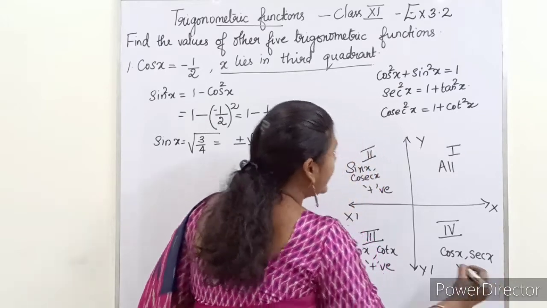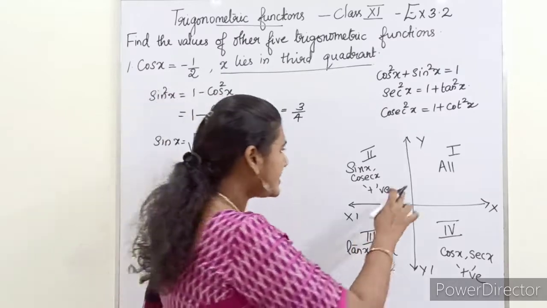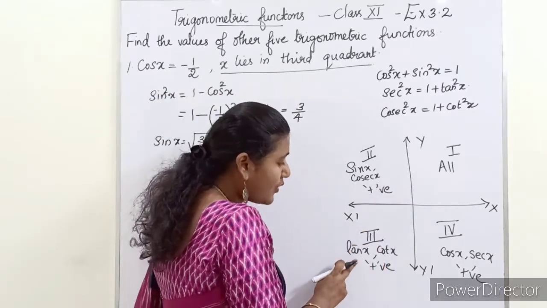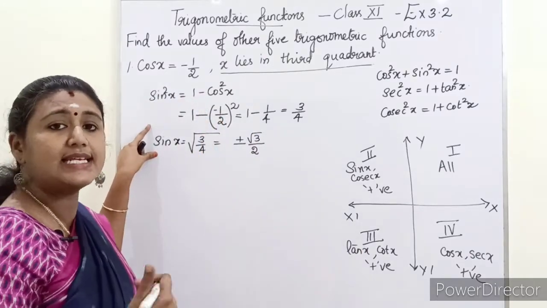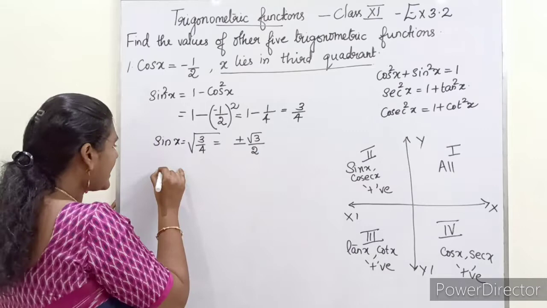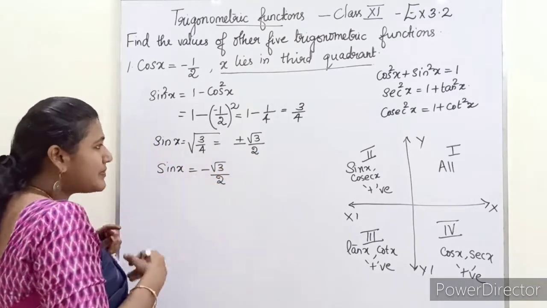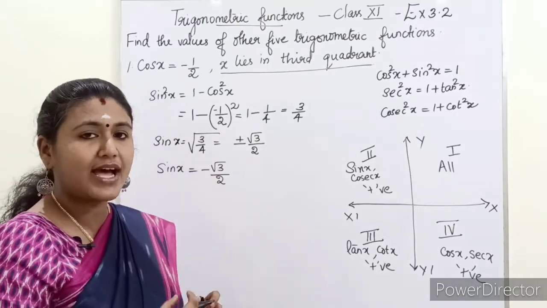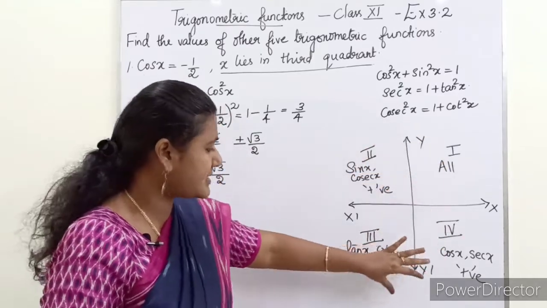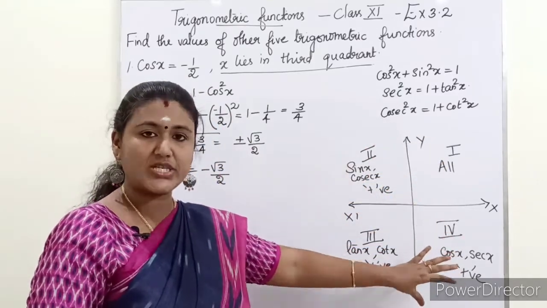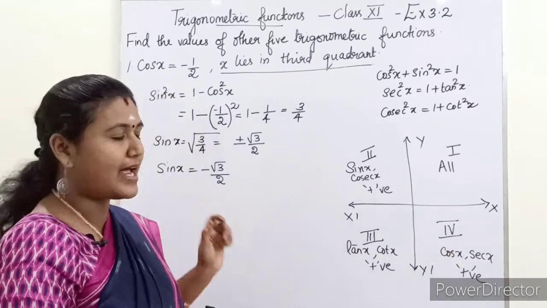So here it is given that x lies in the third quadrant. So here you see first, second, third. In the third quadrant only tan and cot are positive. So what about sin then? Sin is negative in the third quadrant. So we can take the sin value as minus root 3 by 2. So from the given 2 values, how will you choose the value of the trigonometric function? Based on the quadrant. So we have already studied the sign of trigonometric functions in different quadrants. Using this concept, we have to find out the value of sin x.